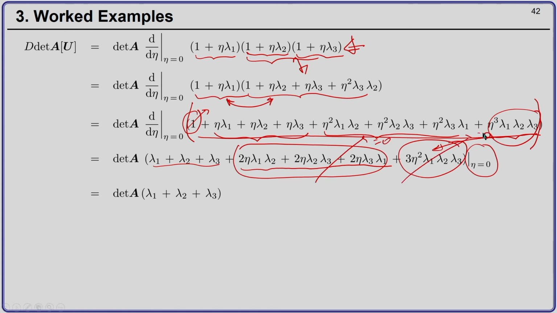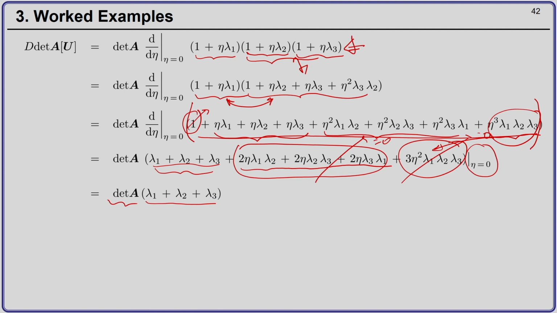So, the last 4 terms drop off and only the first 3 terms remain, which is nothing but lambda 1 plus lambda 2 plus lambda 3. So, the directional derivative of determinant of A in the direction u is nothing but determinant of A multiplied by lambda 1 plus lambda 2 plus lambda 3. Remember, lambda 1, lambda 2, lambda 3 are nothing but the eigenvalues of the matrix A inverse u.